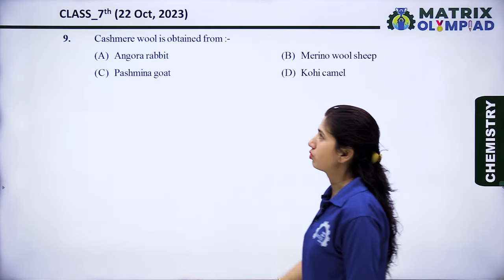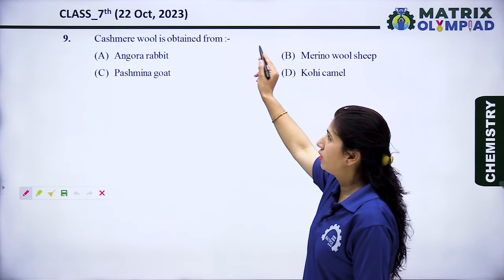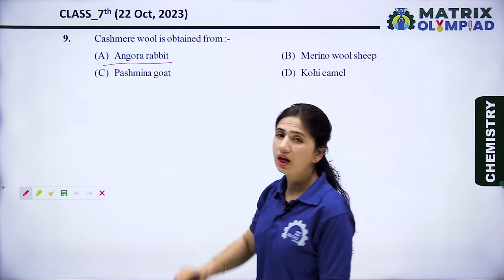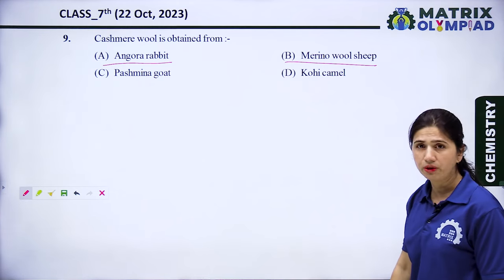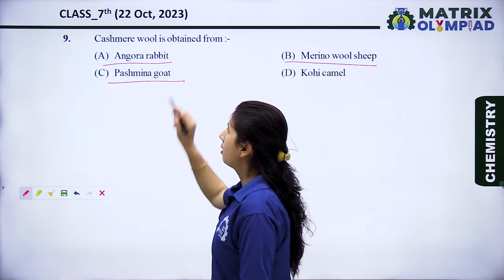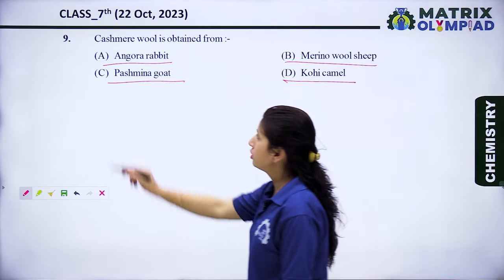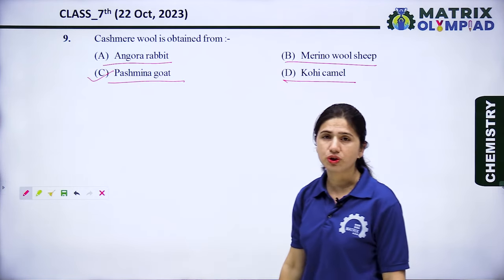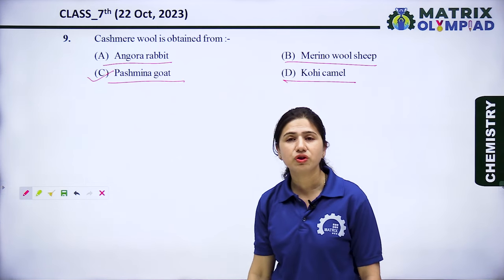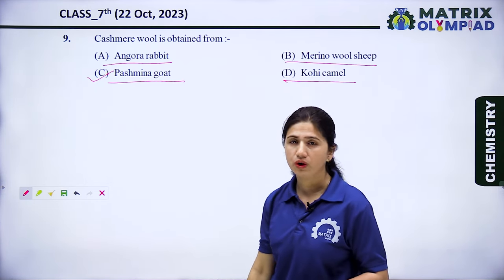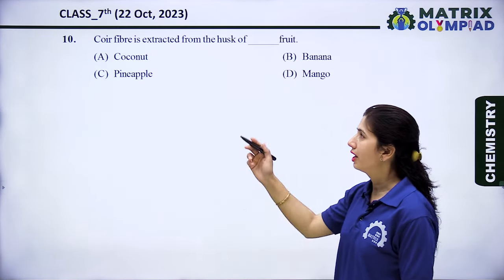Now let's see the next question. Cashmere wool is obtained from. Option A is Angora rabbit. Option B is Merino wool sheep. Option C is Pashmina goat. And option D is Kohi camel. So option C is the right option for this question. Exactly, the Pashmina goat gives the cashmere wool, which is very soft and warm wool. Let's see the next question.